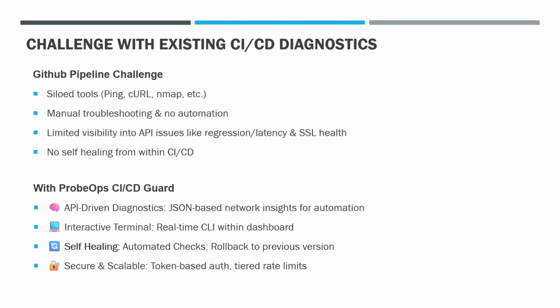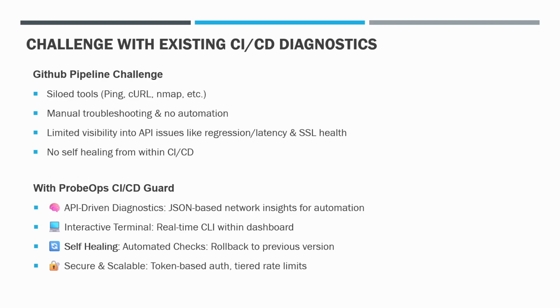You can try a basic curl command, but then again, the visibility it provides is very limited and it hardly addresses any practical use cases. With the ProbeOps CI/CD guard, the diagnostics are completely API driven. So you can send a query to ProbeOps and it can run the diagnostic for you and respond with JSON-based network insights. And you can of course see the history and check other details within the ProbeOps dashboard.